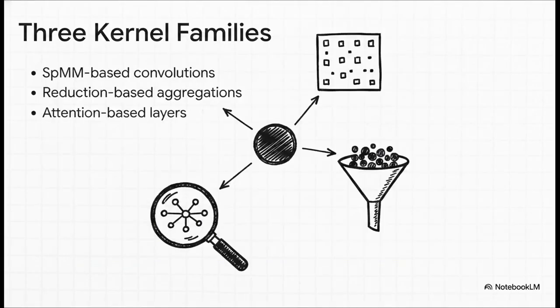So how do we build a solution? Well, the researchers propose a taxonomy. They essentially chunk the entire GNN universe into 3 specific operator families. Why? Because each family interacts with the hardware differently and needs its own unique I/O-aware optimizations. First up, we've got SpMM-based convolutions, like your standard graph convolutional networks. Second, there are reduction-based aggregations. These handle things like max or min pooling. And finally, the really complex attention-based layers, like graph transformers and GATv2. By splitting the problem up this way, we can systematically attack the specific memory bottlenecks of each one.